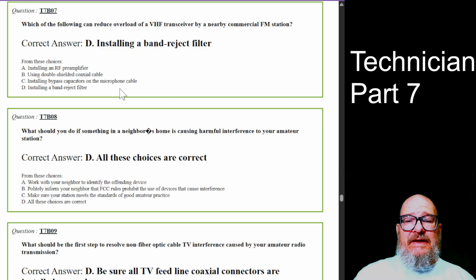Which of the following can reduce overload of a VHF transceiver by a nearby commercial FM station? And that is by installing a band reject filter, aka spending a little money.